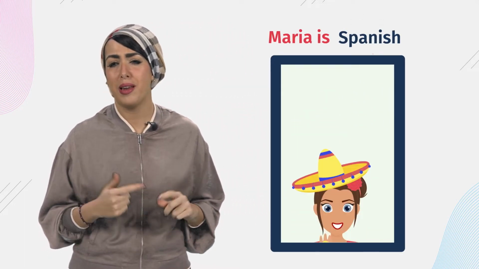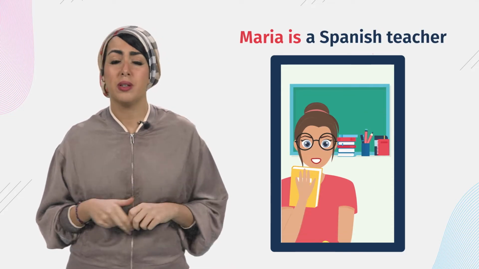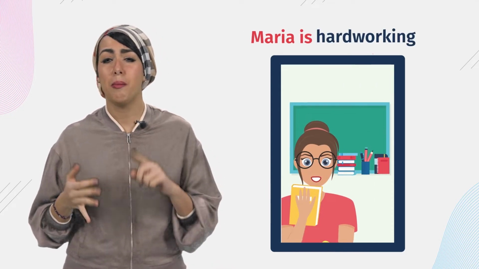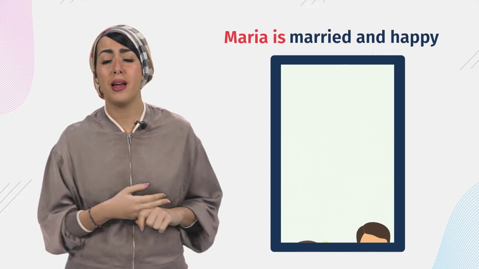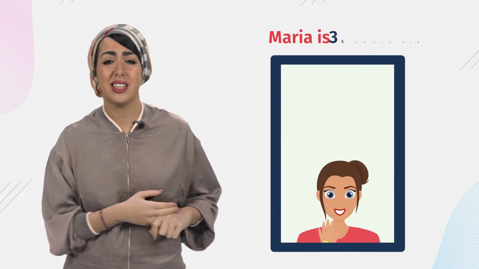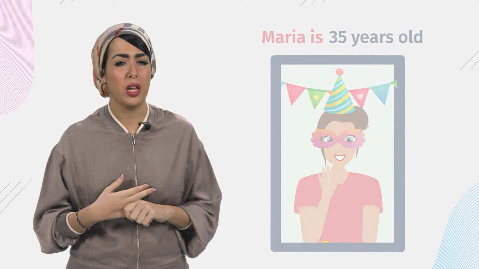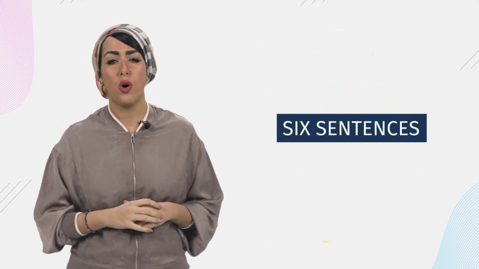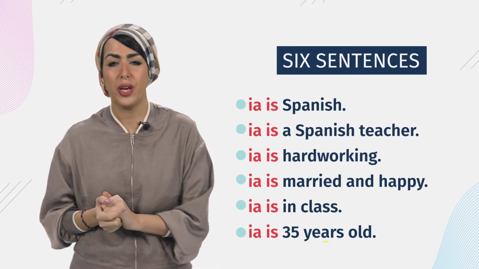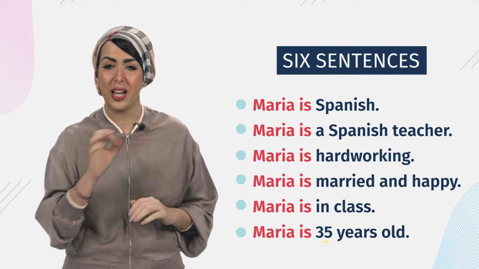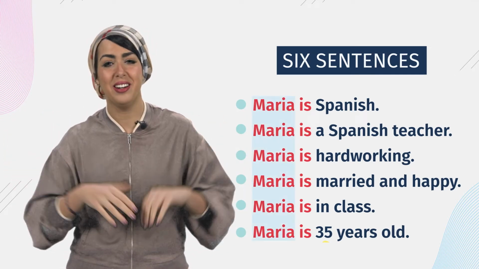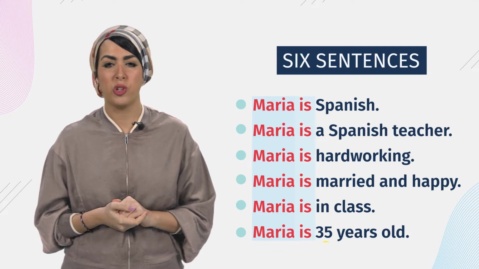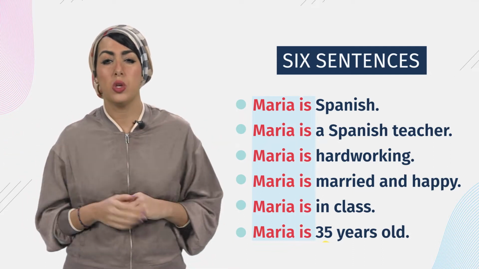Vamos a empezar. So if I say Maria is Spanish, Maria is a Spanish teacher. Maria is hardworking. Maria is married and happy. Maria is in class. Maria is 35 years old. If we analyze these 6 sentences, they all have something in common. Have you guessed it yet? Correct, all sentences are about Maria and using the same verb, which is the verb to be, using is.